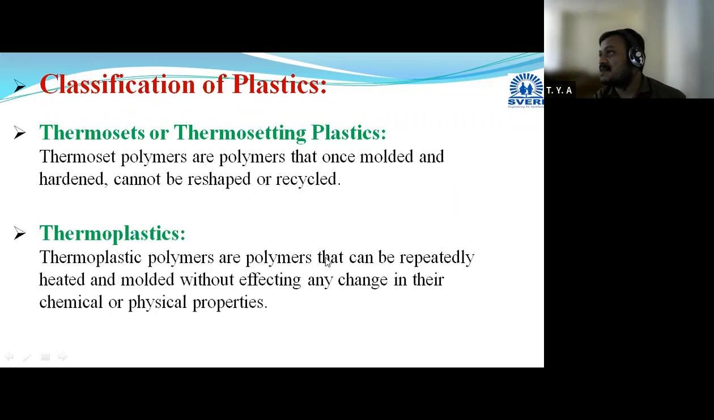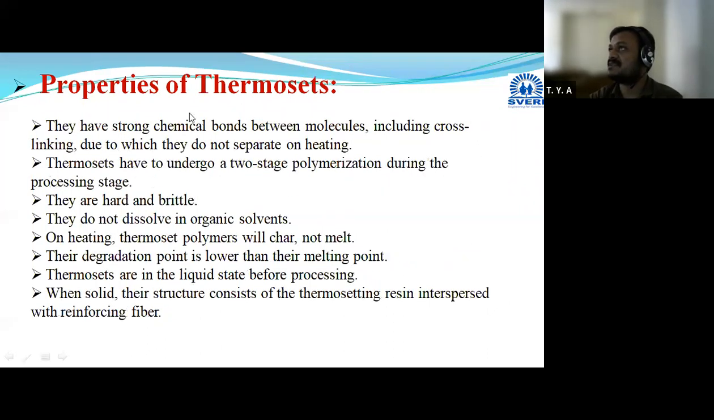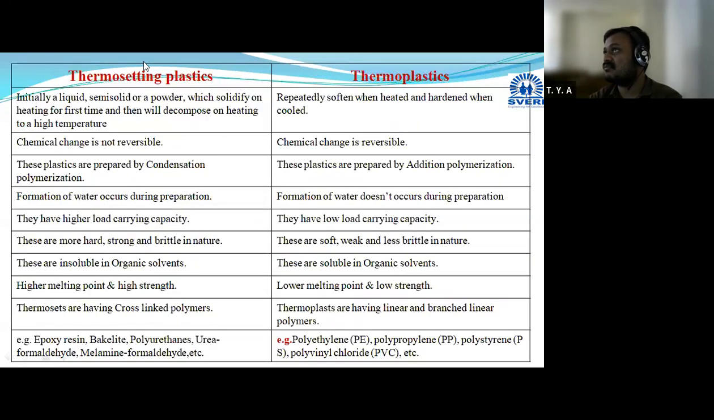And the plastic materials which can be remolded, meaning which can be heated again and again and reshaped repeatedly, providing heat and reshaping without changing their physical and chemical properties, are considered thermoplastics. Then we discussed the various properties of thermoplastics and the various properties of thermosetting plastic materials. And at last, we performed an activity, that is, doing the comparison.